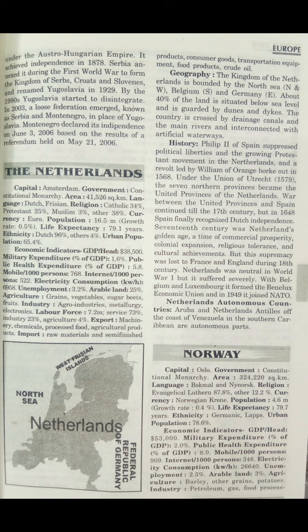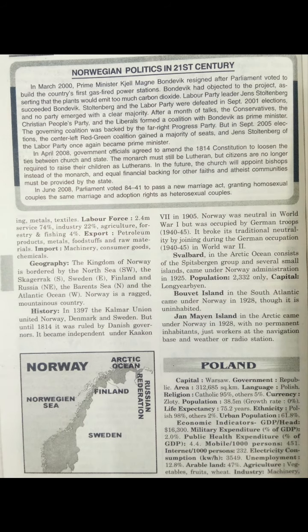Arable land is 3%. Agriculture: barley, other grains, potatoes. Industry: petroleum, gas, food processing, metals, textiles. Export: petroleum products, metal, foodstuff and raw materials. Import: machinery, consumer goods, chemicals.